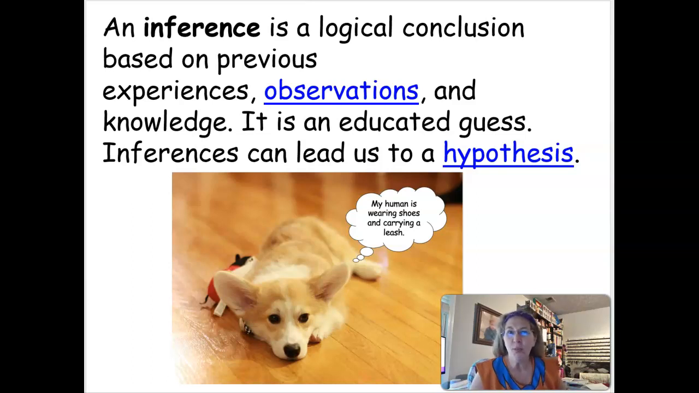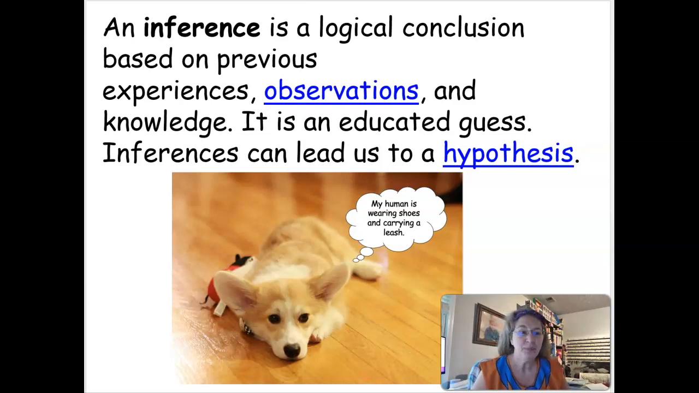We base that on our previous experiences, that usually when it's going to rain or when it's raining, there are those types of clouds in the sky. So we base inferences on our experiences, observations we make, and the knowledge that we already have in our noggin. It's kind of like an educated guess, and our inferences can lead us to a hypothesis which we can test.